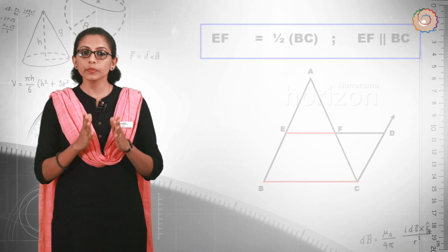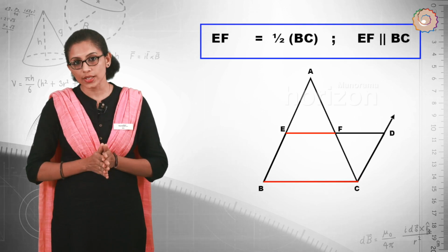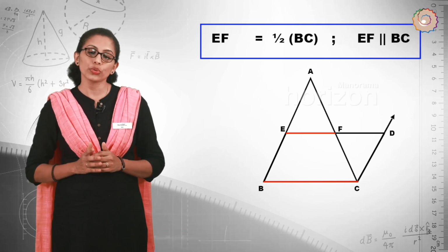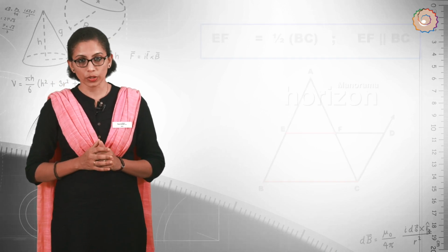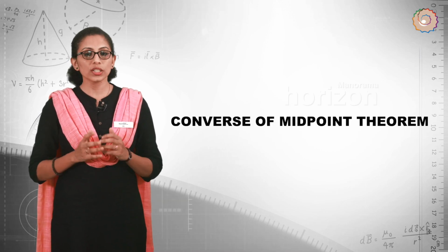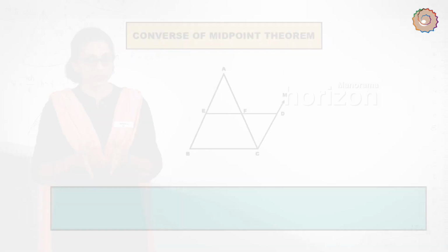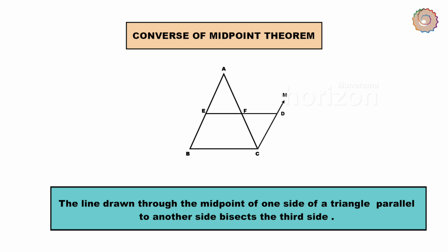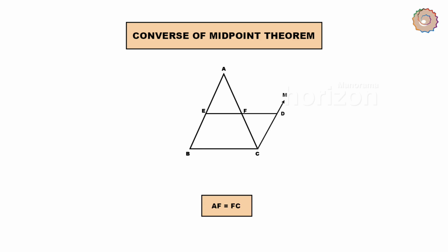Hence, the line segment joining the midpoints of two sides of a triangle is parallel to the third side and is equal to half of it. Hence, proved. Now, come to the converse of the midpoint theorem. What does the theorem state? The line drawn through the midpoint of one side of a triangle parallel to another side bisects the third side. That is, AF is equal to FC.